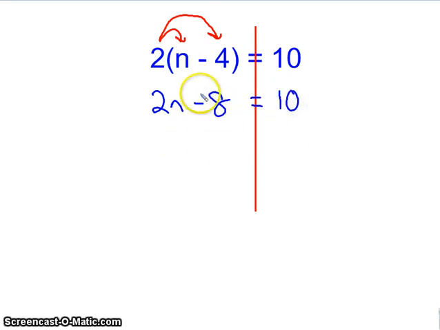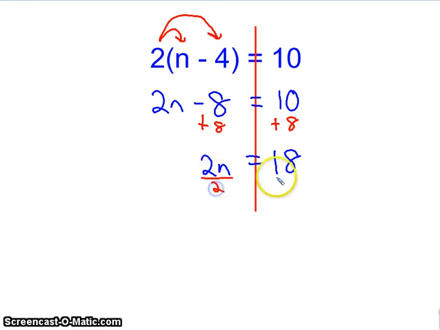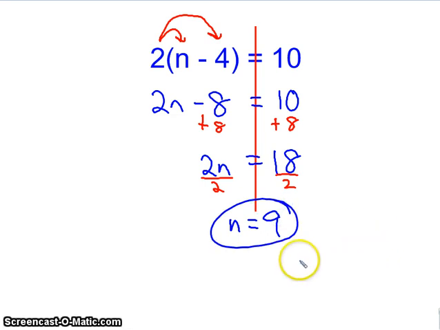Okay. So now I want to get rid of the minus 8. So I say, what's happening? Oh, I'm minusing 8. So therefore, I'm going to add 8. Whatever I do to the left-hand side, I do to the right. So I get 2n equals 18. What's happening? Oh, it's multiplication. So I'm going to divide. So n equals 9.